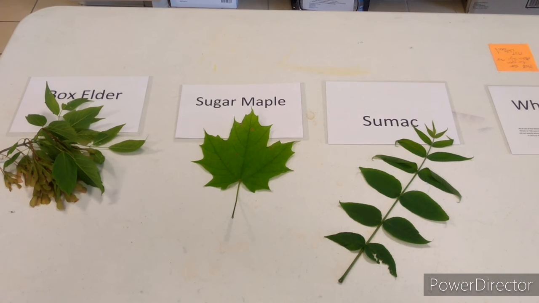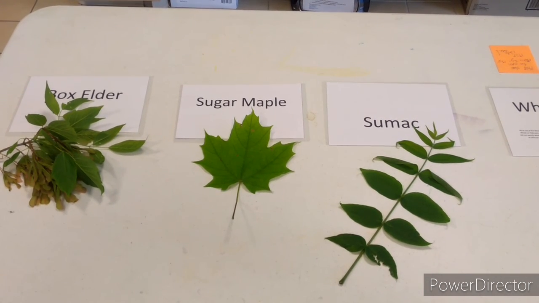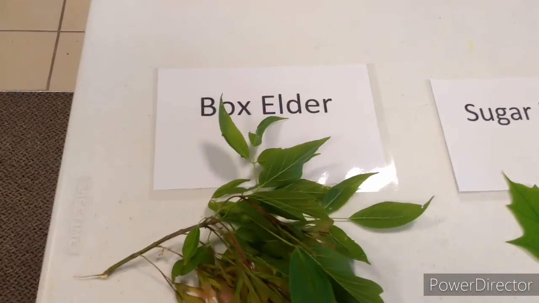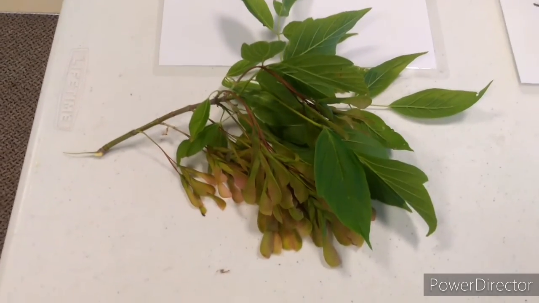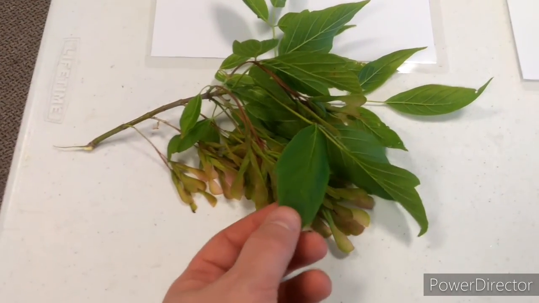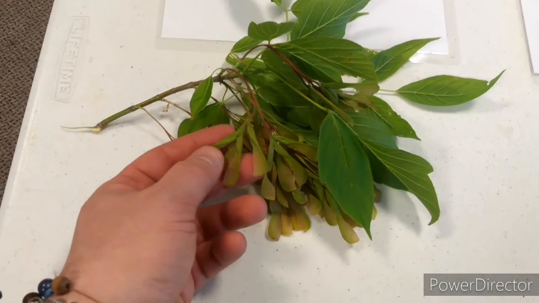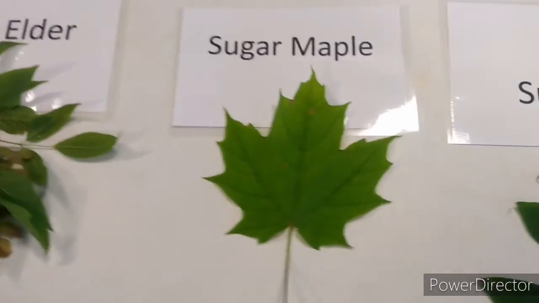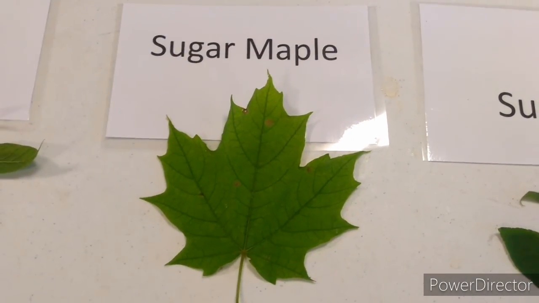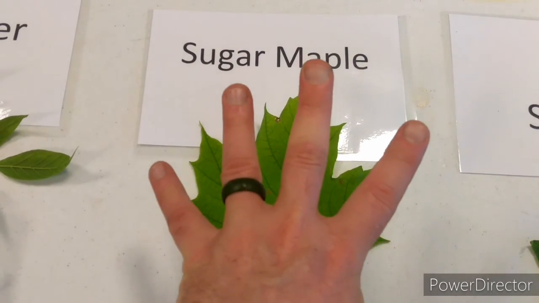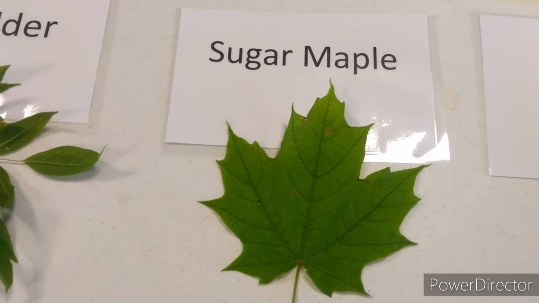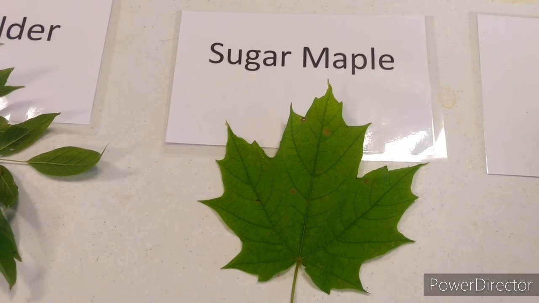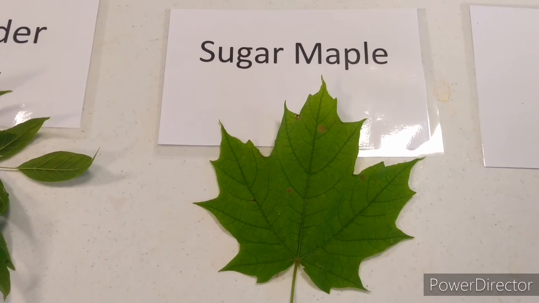Now we're going to take a look at 3 other trees that are very common to this area. We have over here the box elder, which is in the maple tree family, and you can see that it has these nice little leaves here, and at this time of year it has lots of spinners. Over here we have our sugar maple, and our sugar maple has that nice hand look that you will also recognize from the Canadian flag. The sugar maple is Wisconsin's state tree.